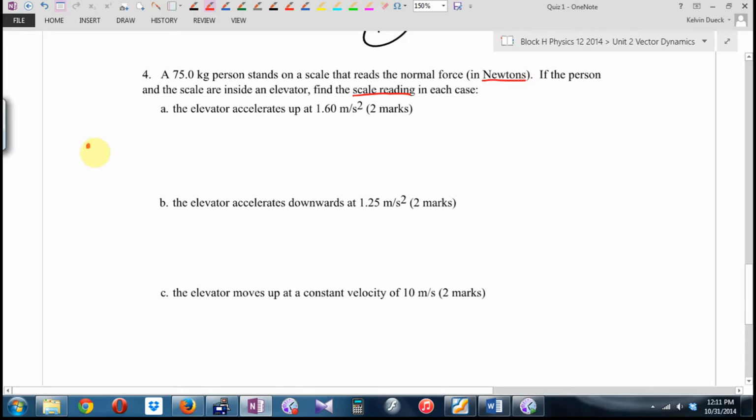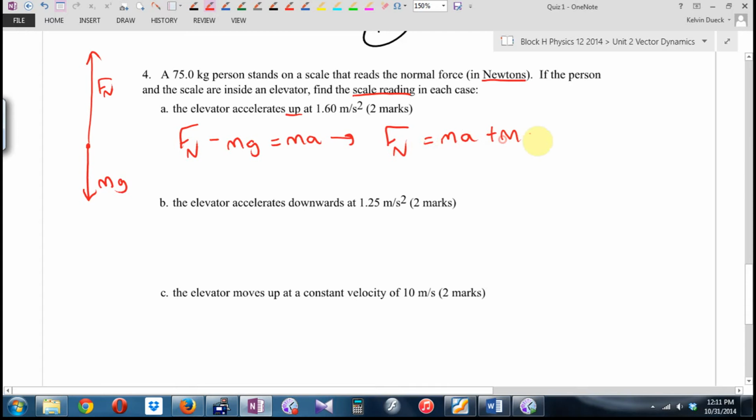Here is this person. What are the forces acting on him? I got gravity down. I got normal force up. Bigger, smaller, or the same size? Well, if we're accelerating up, my equation is going to be normal force minus gravity equals ma. It's going to be normal force equals ma plus mg. It's going to be m 75, a 1.6, plus 75 times 9.8.